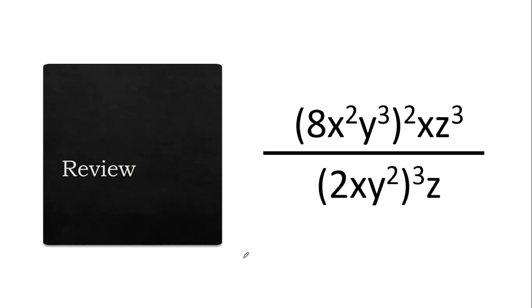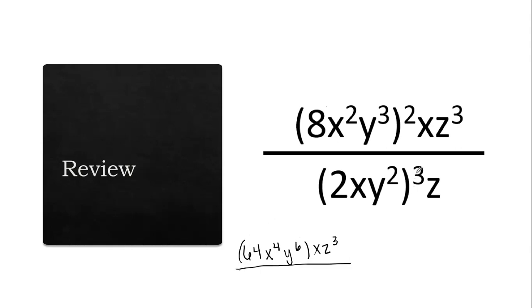So I'm going to write it down here. That would give me 64 because 8 squared is 64. x to the power 4 because 2 times 2 is 4. And y to the power 6 because 3 times 2 is 6. And multiply that with x, z cubed, all over. And I'm going to do the same thing.